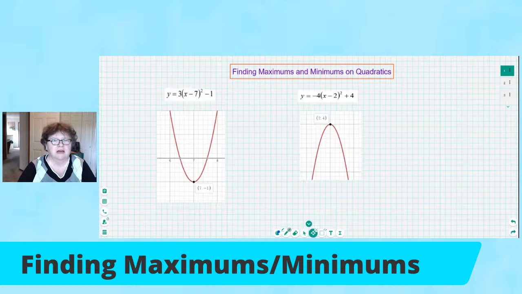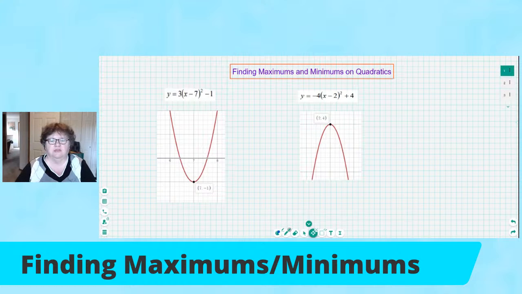So we're going to find maximum and minimums today on quadratics. That's what I got asked the most about. I have two examples here. The first one, y equals 3x minus 7 squared minus 1. And then the other one there.